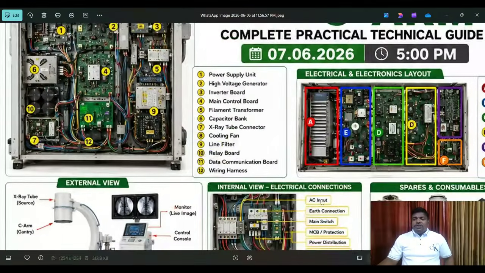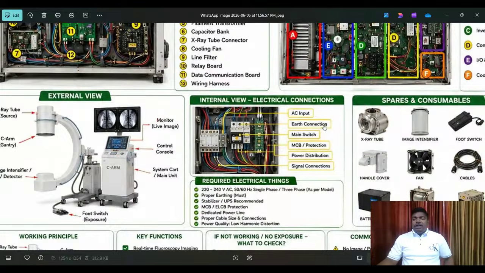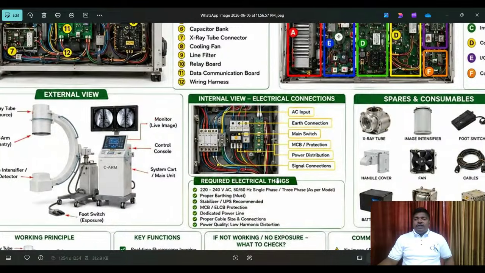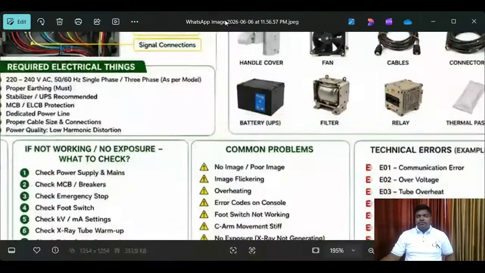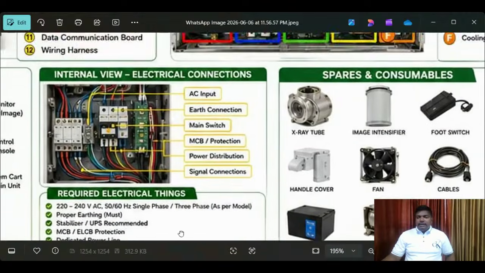Now in this, I'm going to show you the internal electrical components, how they look. I'm going to show you first of all in this only. See here.